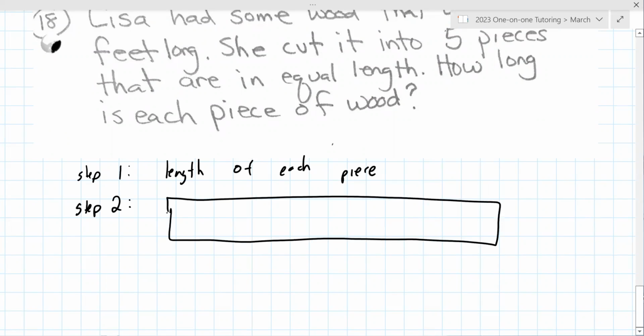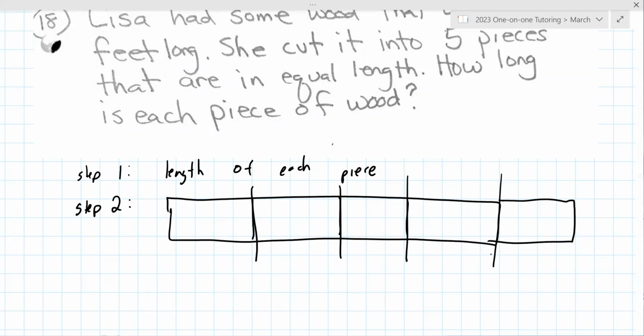Yeah, so what's interesting is if you wanted to cut it into 5 pieces, you actually only make 4 cuts. And I, of course, don't have enough room, but you cut it once, twice, 3 times, 4 times to make 5 pieces. Yeah.